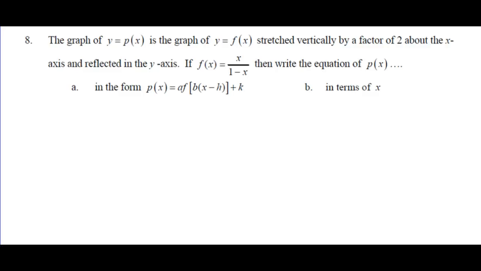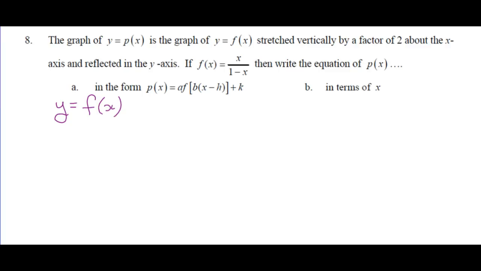Okay, the graph of y equals p of x is the graph of y equals m stretched vertically by a factor, blah, blah, blah. Write the equation p of x in the form, okay, at least they gave us the form, and then in terms of x. So, same thing, right? We know what form we're going to end with. I'm going to start with y equals f of x, sorry, that's our starting function. And we're going to stretch vertically by a factor of 2.